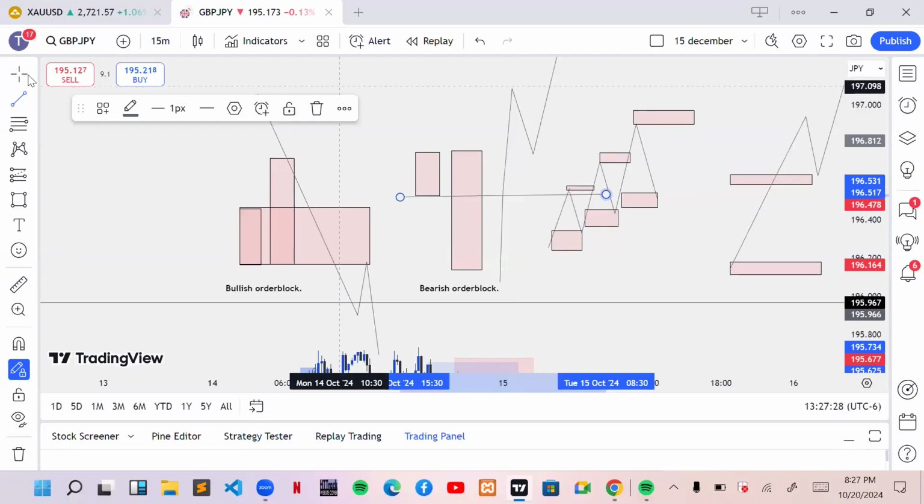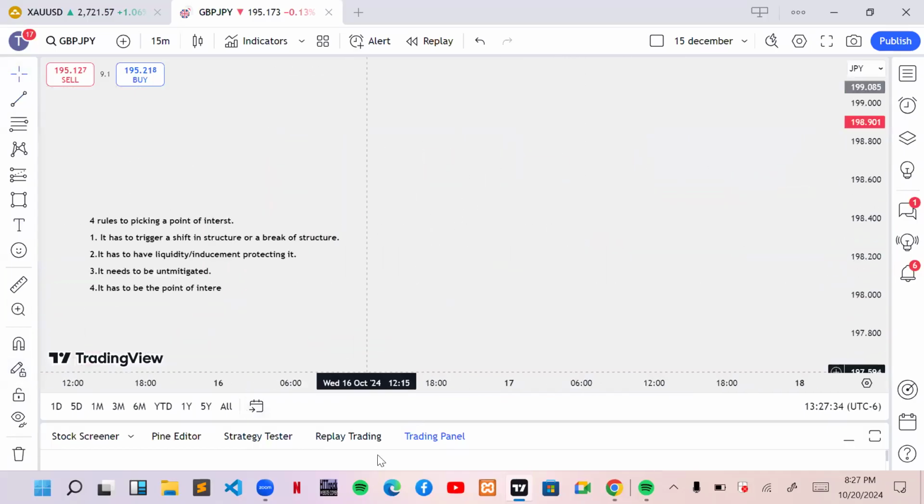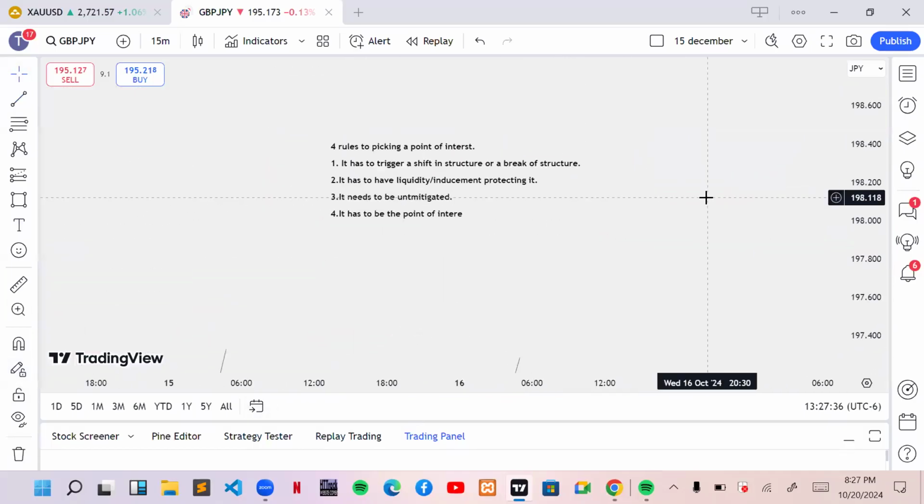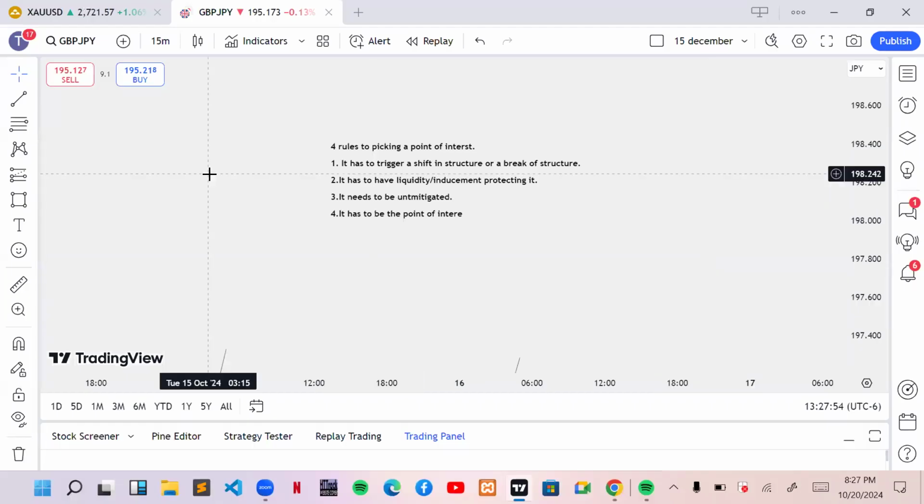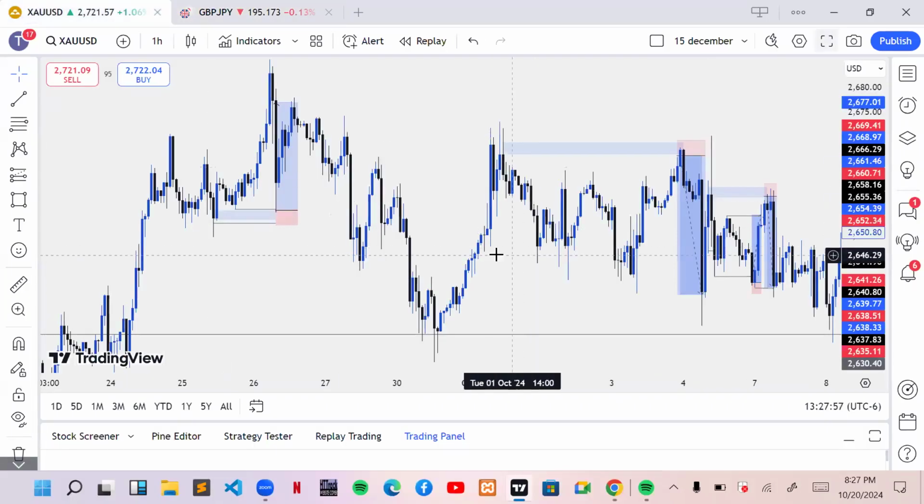Now, how do you know when to make use of which POI? How do you know when to make use of the order block and when to make use of the breaker block? There are four key rules I pay attention to when picking a point of interest so that I can pick the valid one. Number one rule: it has to trigger a shift in market structure or a break of structure.